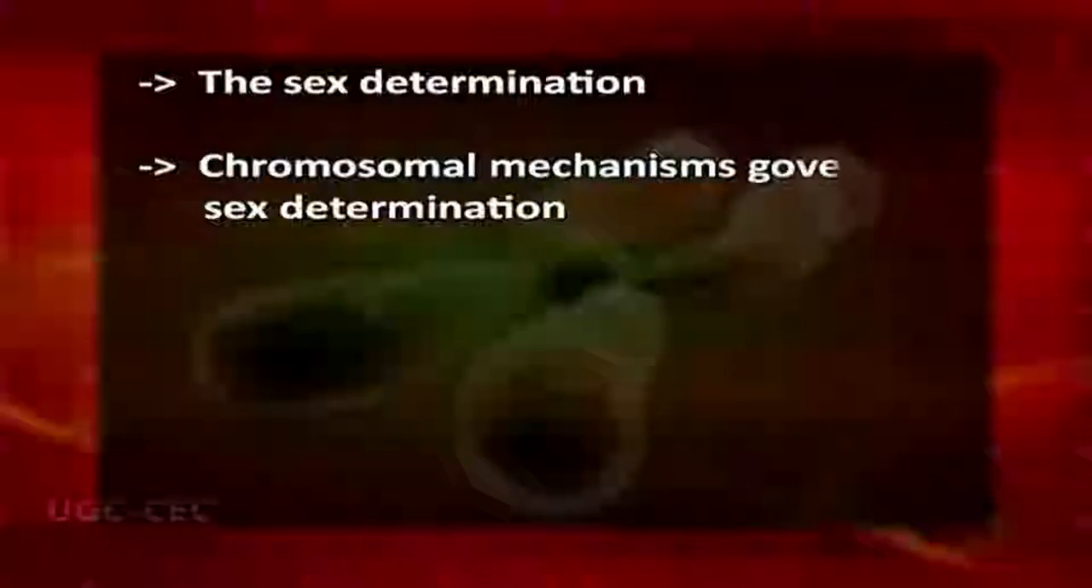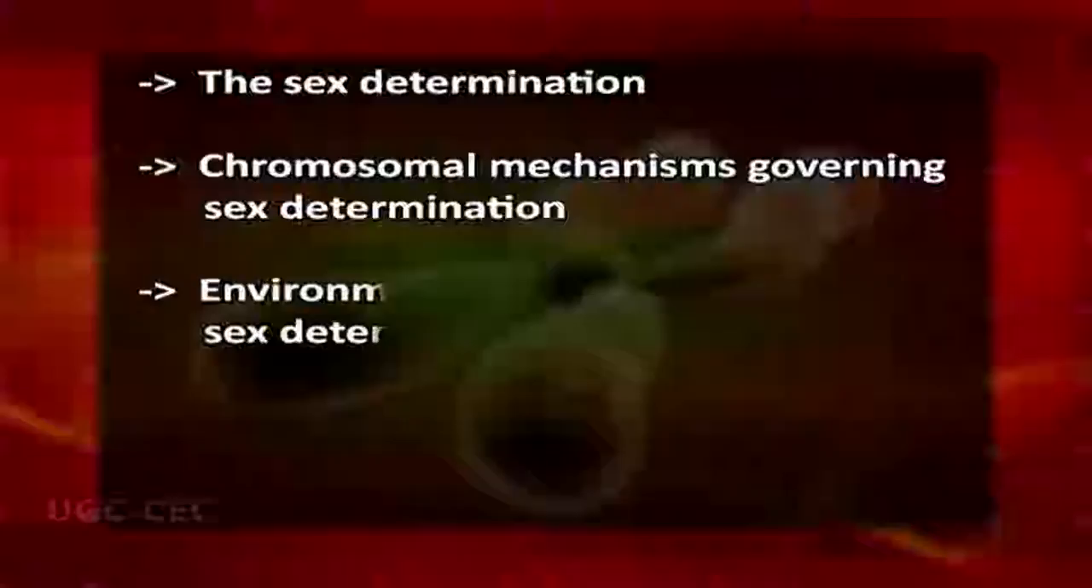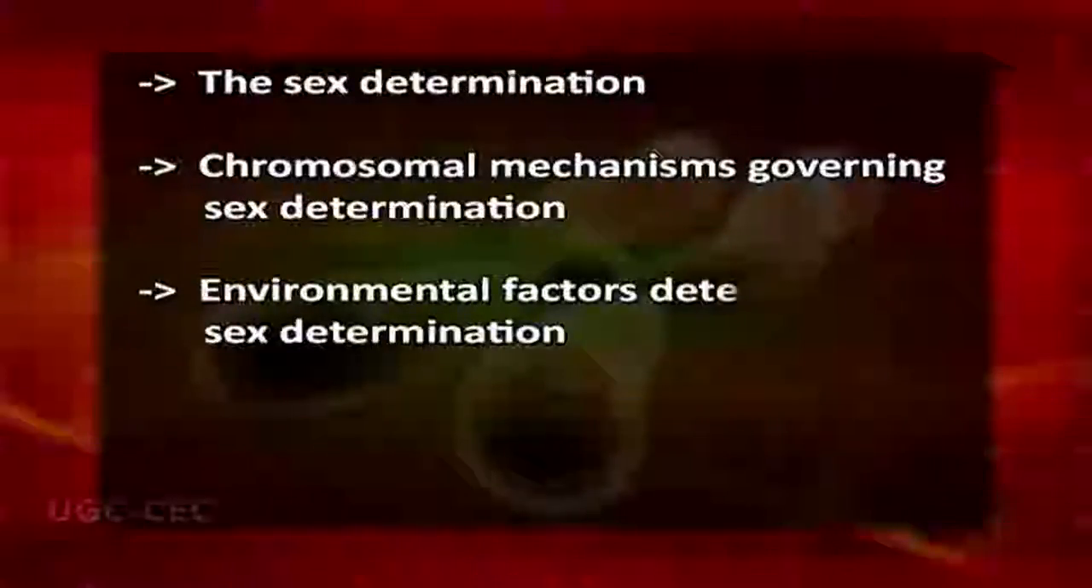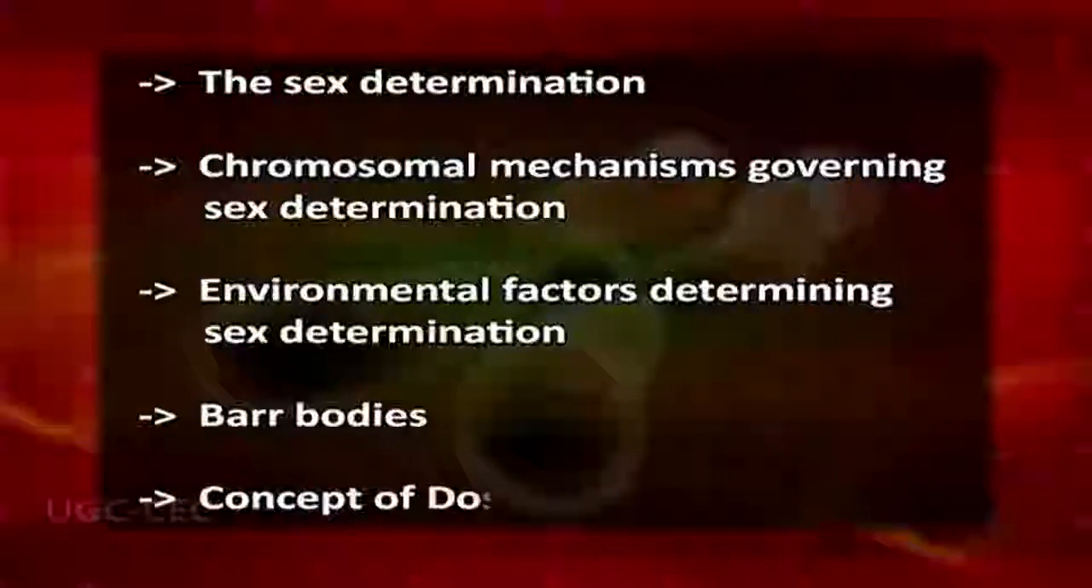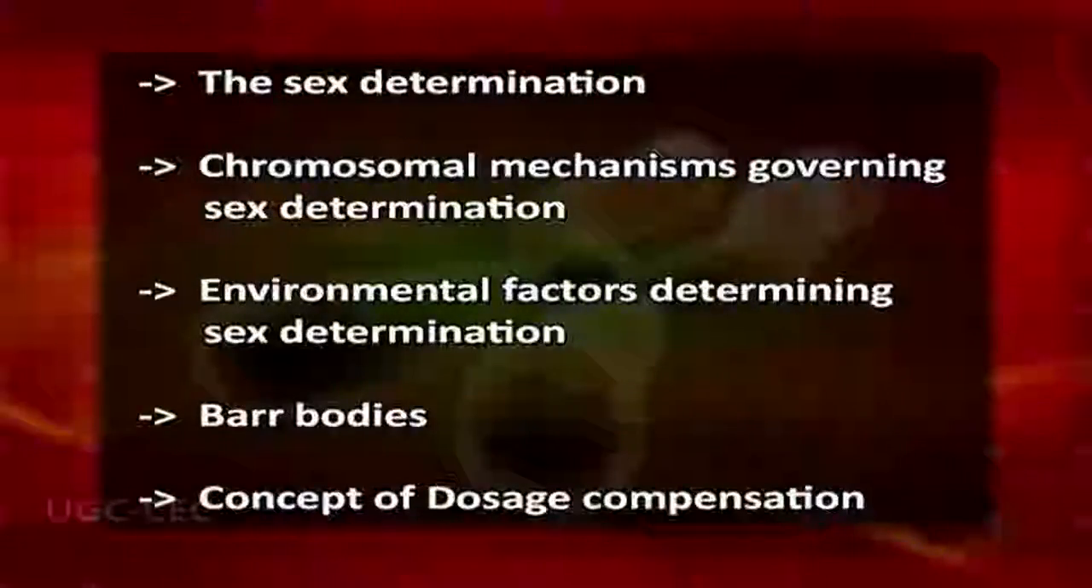Number first, to give a general and thorough idea about sex determination. Number second, explaining in detail the chromosomal mechanisms governing sex determination. Number third, giving a precise account of the environmental factors determining sex determination. Number four, to give a general and thorough idea about Barr bodies. And finally, explaining in brief the concept of dosage compensation.